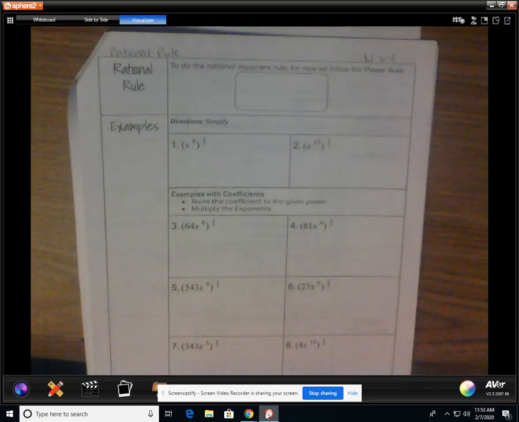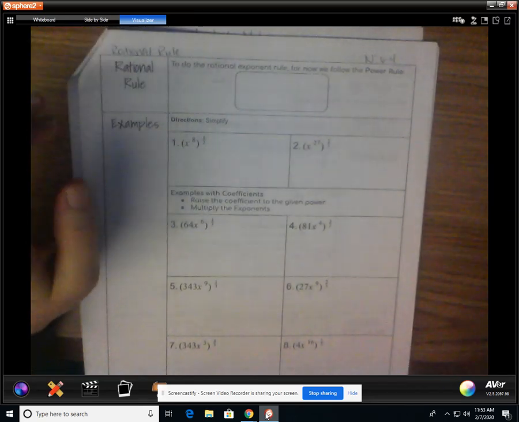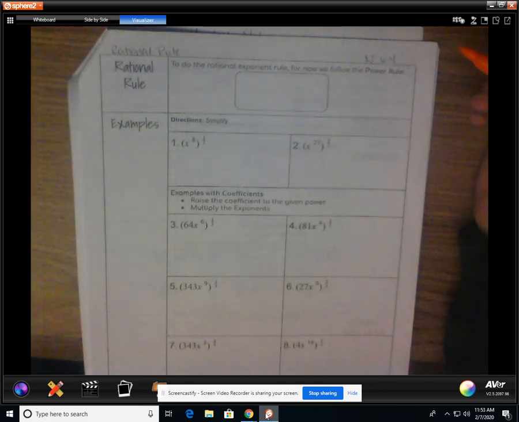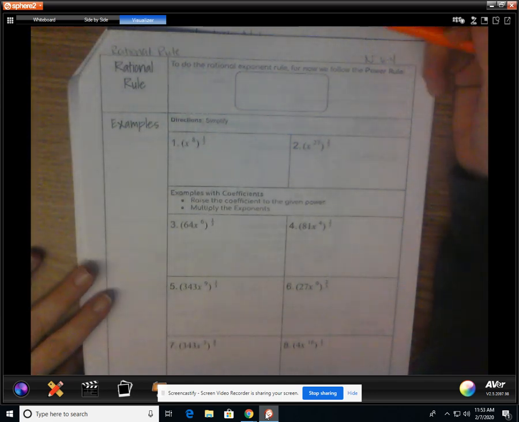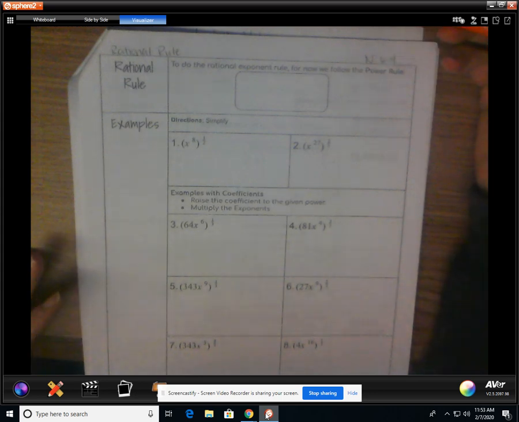All right, guys. Sorry it's a little fuzzy, but it's going to have to do. So make sure you're referencing yours to see what it's doing. We're going to be working on the rational rule, which is note 6-4.